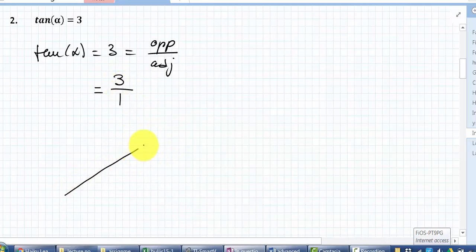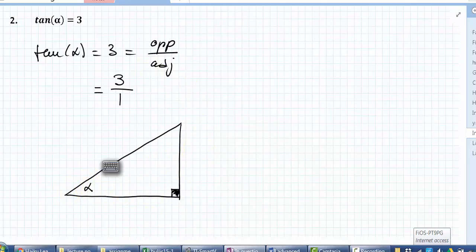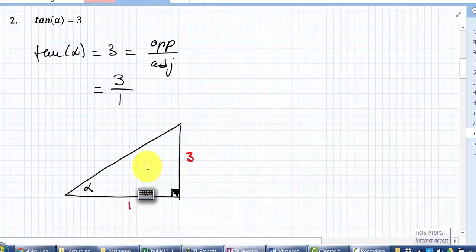So I'm going to do the same thing. I'm going to draw a right triangle right here. I'm going to place alpha right here. And I'm going to say, what's the opposite? Well, the opposite should be 3 right here, and the adjacent should be 1 right here. Now, how do you find the hypotenuse? We're going to need the hypotenuse to find the sine and the cosine, right? So let's call this hypotenuse x, and let's use the Pythagorean theorem.